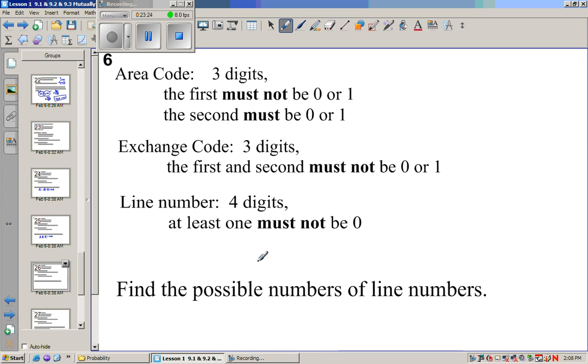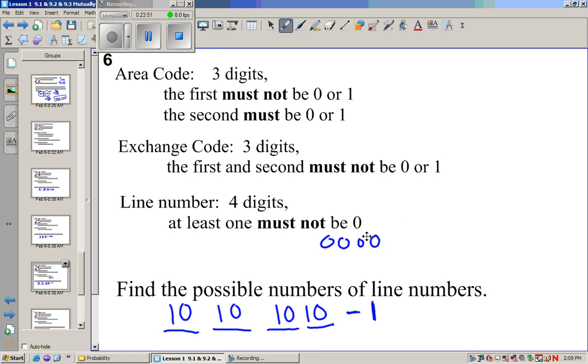How many possible line numbers? Well, at least one must not be a 0. So let's find all of them. So there would be 10, 10, 10, 10. But we would have to subtract 1, because this is just saying you can't have 0, 0, 0, 0. So it's only one way that we have to subtract from that. So that would be 100, 1,000, 10,000. 10,000 minus 1 would be 9,999.